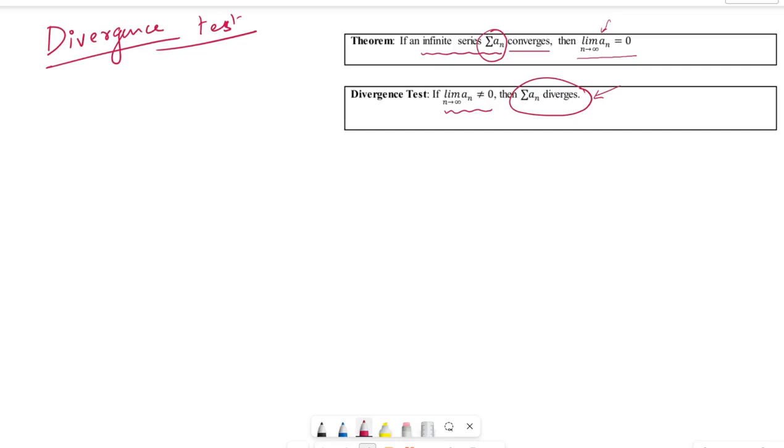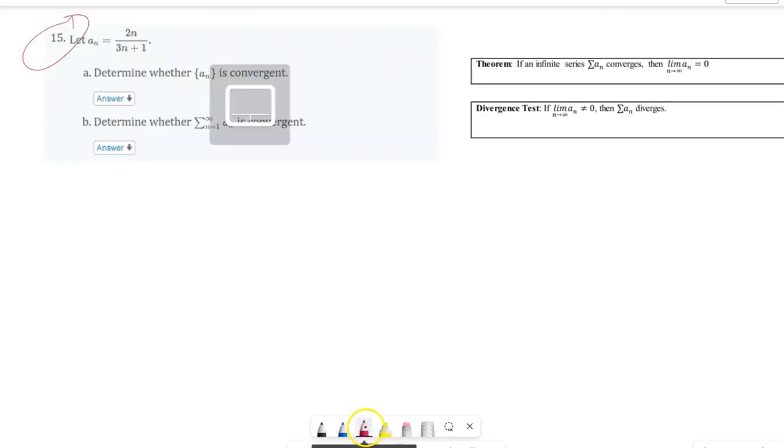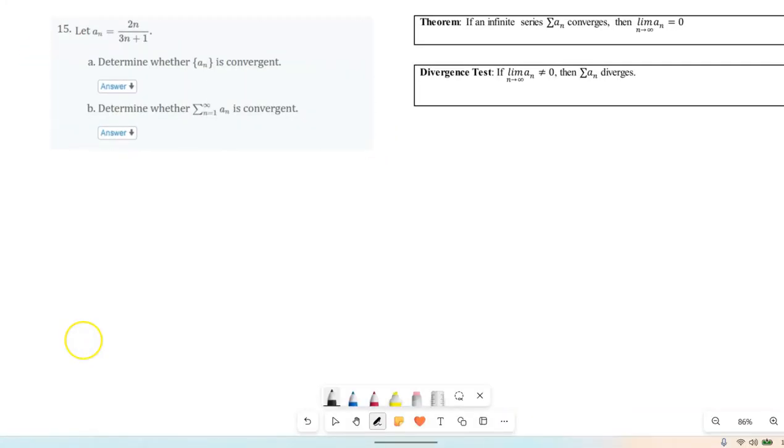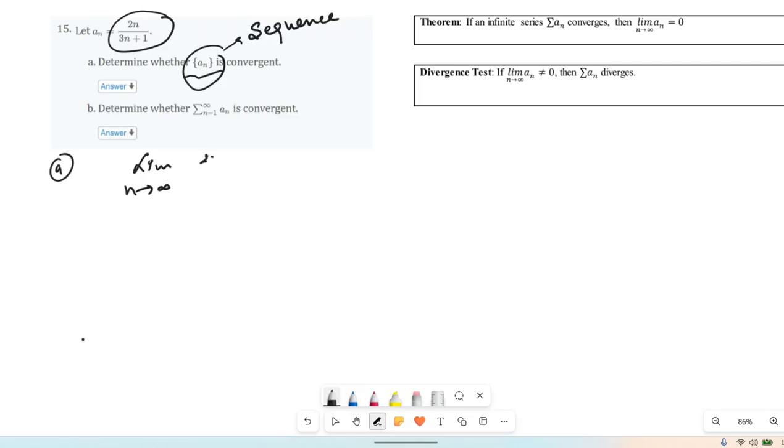Let's take an example of this. Let's read question number 15. The first part of the question says determine whether this is convergent. If you notice, it's written in curly braces. This means we are talking about a sequence. They're asking if the general term of the sequence is convergent. They're only asking in part A to find the limit of the nth term of the sequence.